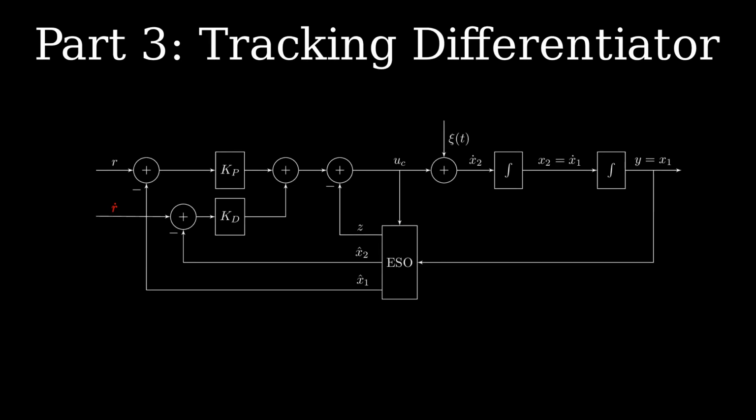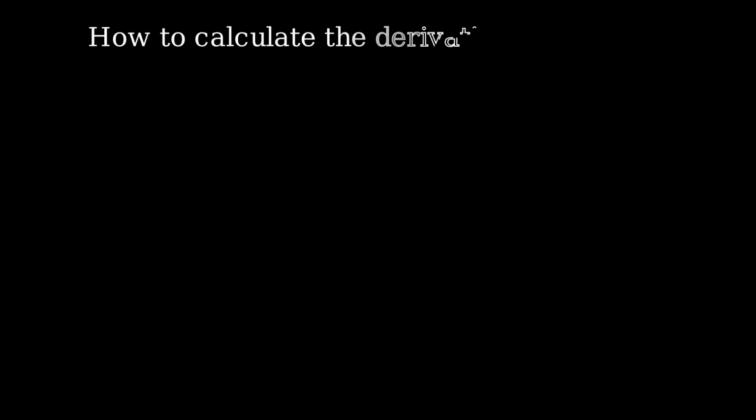We left the last part with the elephant in the room. We need the derivative of the reference, but it would be too optimistic to assume that we would always have one already available. Maybe the reference comes from an operator turning a knob, not from a fancy planning algorithm. We need a way to calculate the derivative of a signal. Let's see how we can do that.